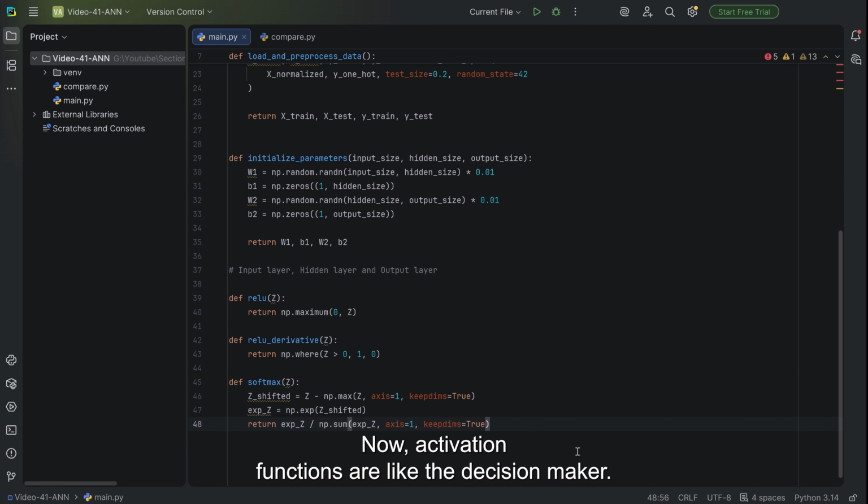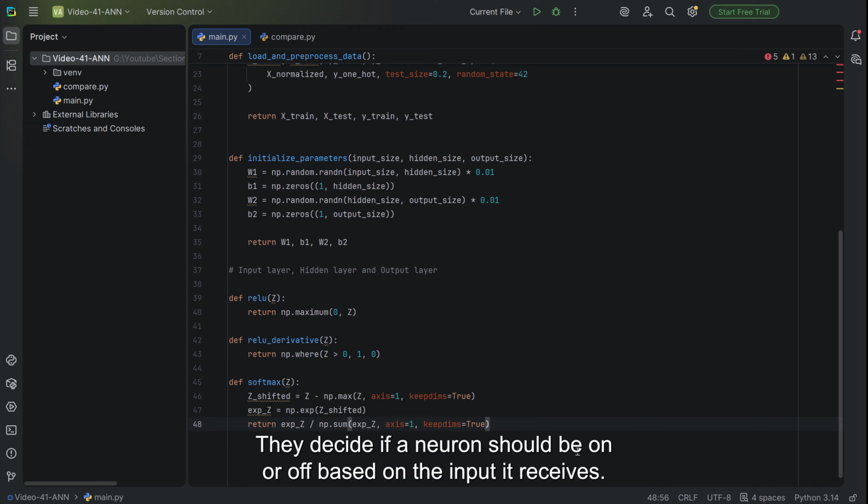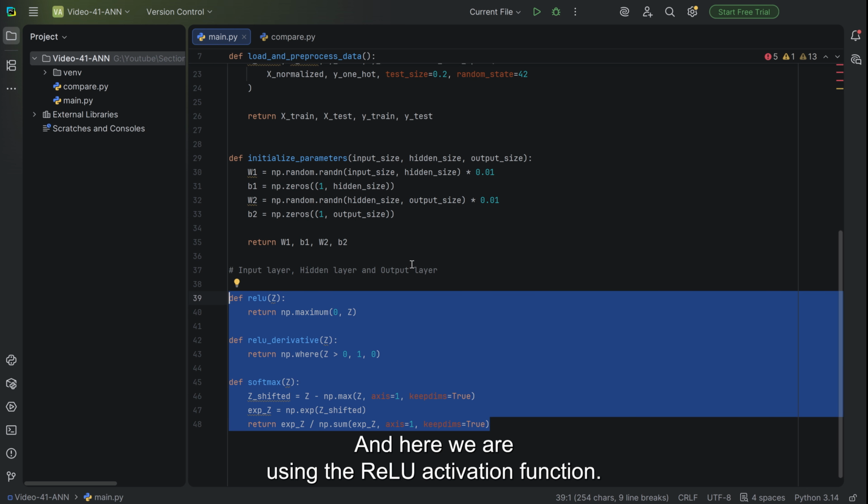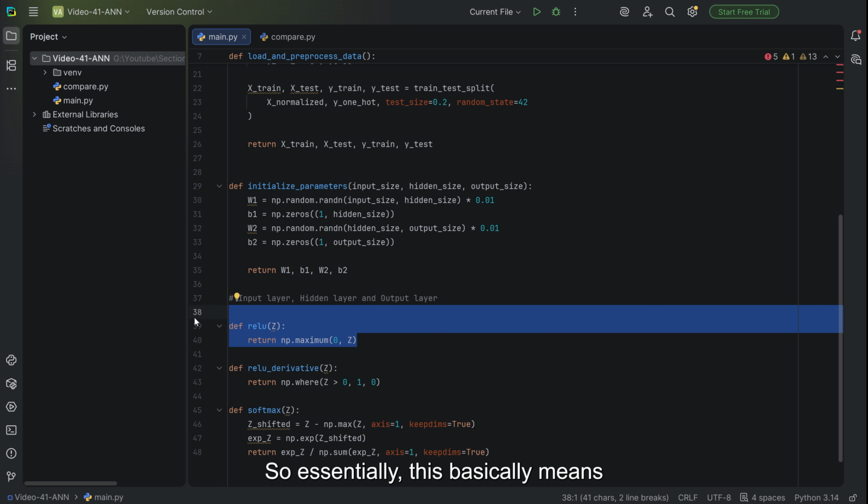Now, activation functions are like the decision maker. They decide if a neuron should be on or off based on the input it receives. And here we are using 3 different activation functions. So first, ReLU. This means basically if it's positive, keep it, and if it's negative, make it 0.